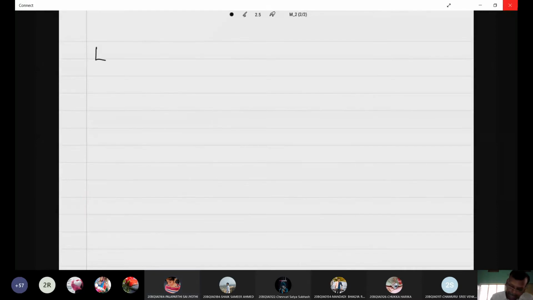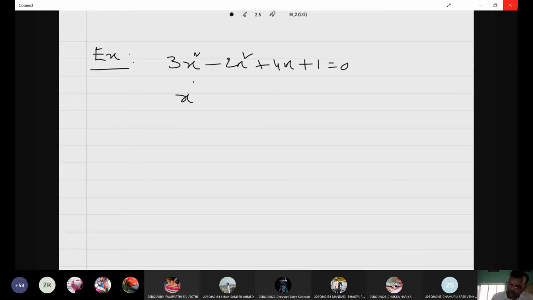Examples. 3x squared minus 2x squared plus 4x plus 1 is equal to 0. And one more example, x power 4 minus x squared plus 1 is equal to 0. And one more, x cubed minus 3x plus 1 is equal to 0. All these are algebraic equations.